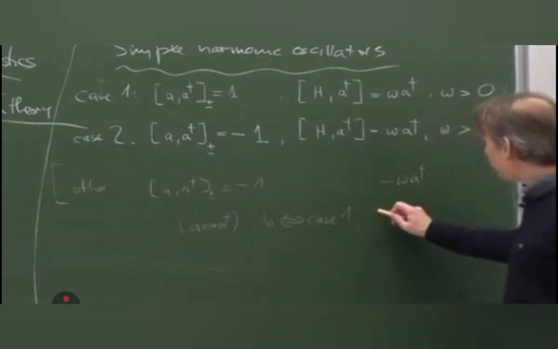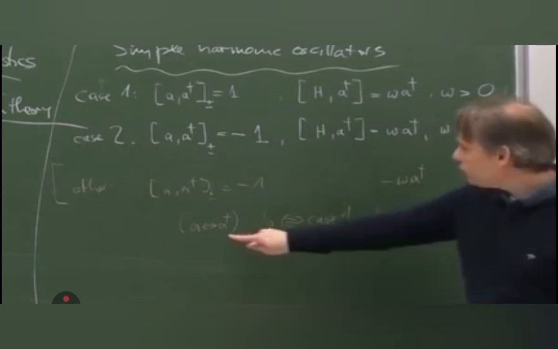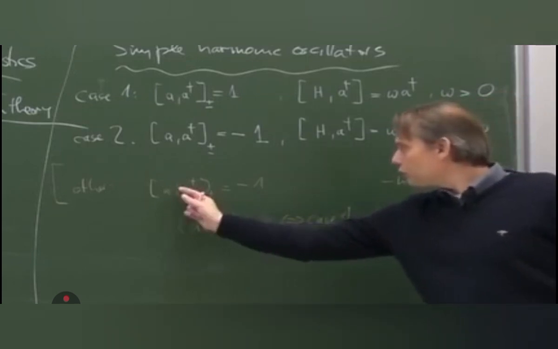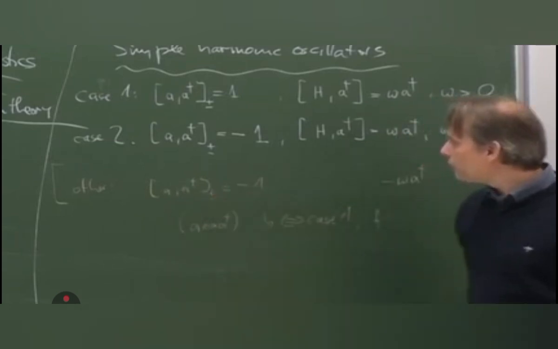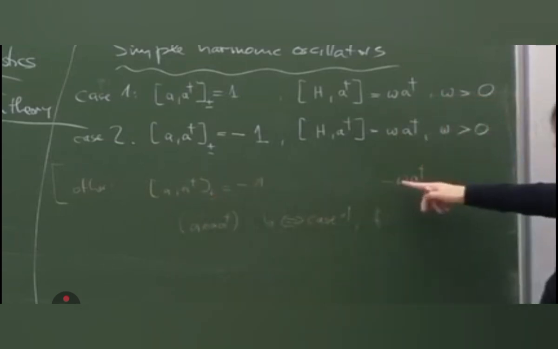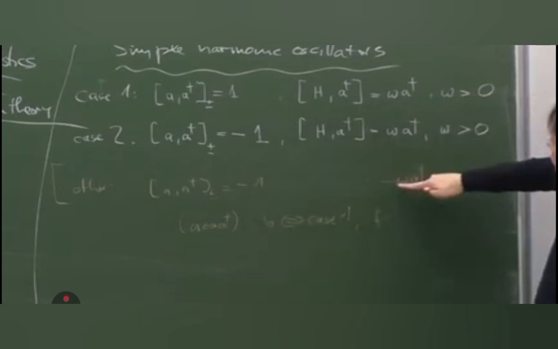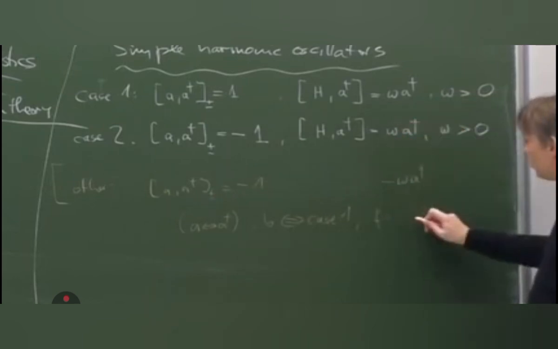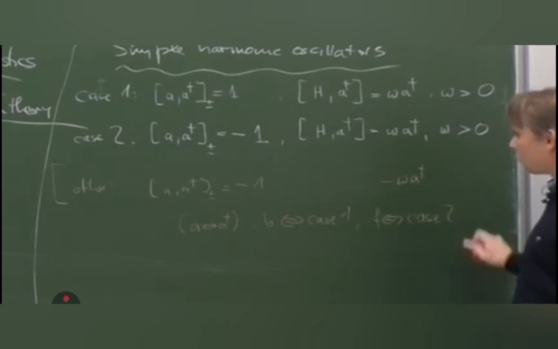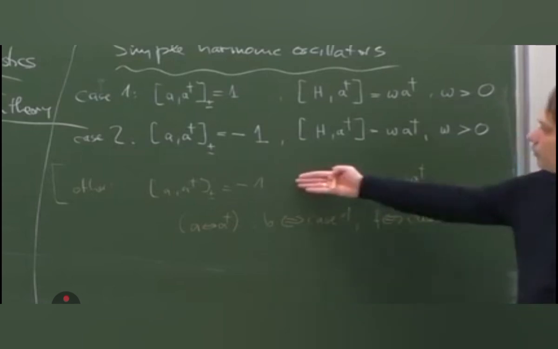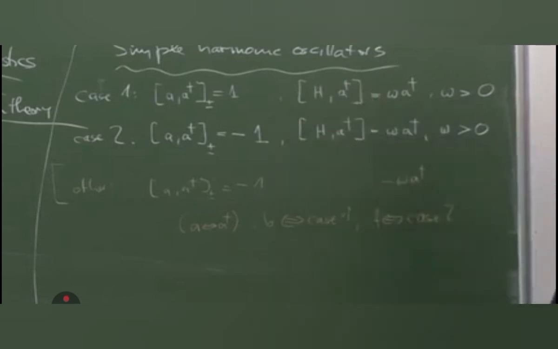But for the fermionic case, if you swap A with A dagger, then you keep the minus sign here because it's plus. So you keep the minus sign. But here again, you convert the minus sign into a plus, so you go to case 2. But anyway, the third case is not independent. You can trace it back to either case 1 or case 2.